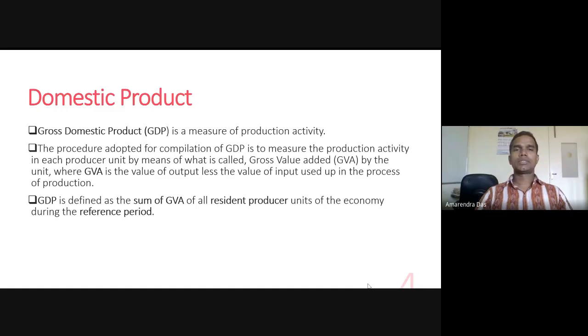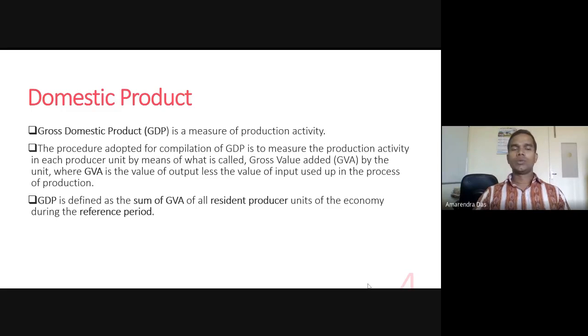Now, coming to the concepts, first we shall discuss the gross domestic product. And gross domestic product is nothing but a measure of production activity. And to estimate the gross domestic product, first we need to estimate the gross value added. And when we say gross value added, it is basically the total value of output minus the total value of the input. That is gross value added. So you deduct the cost of inputs from the total value of the output, and then we get the gross value addition that has happened.